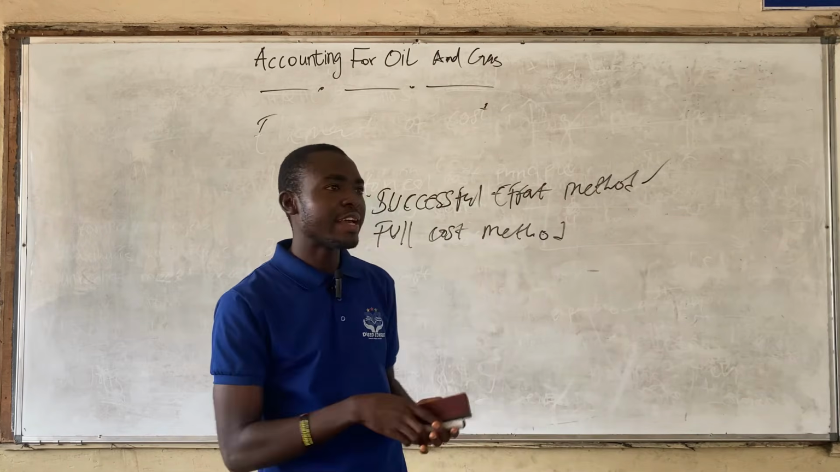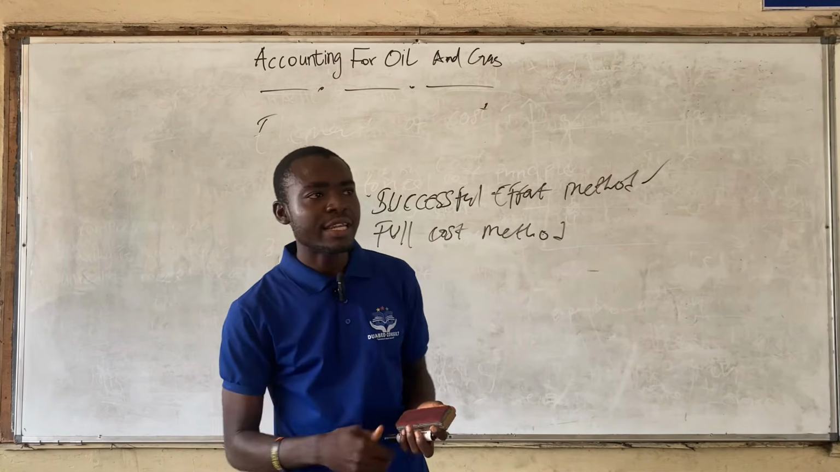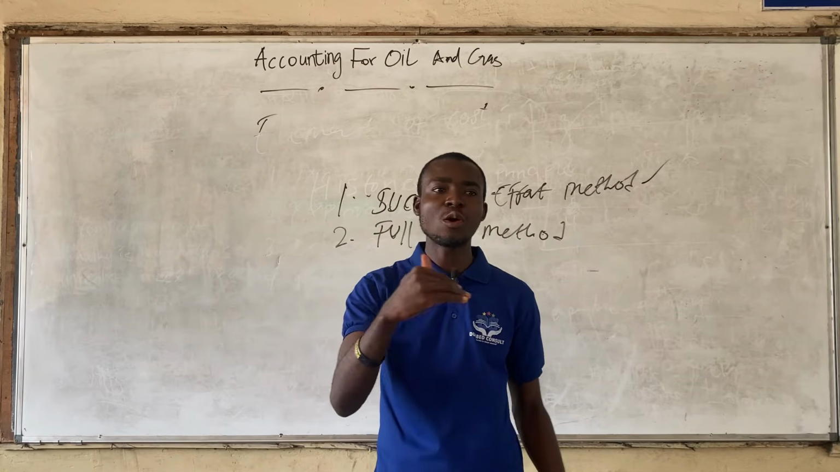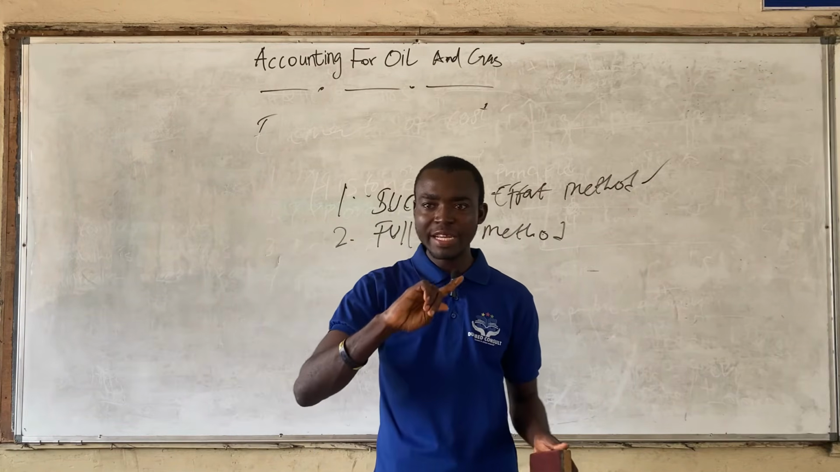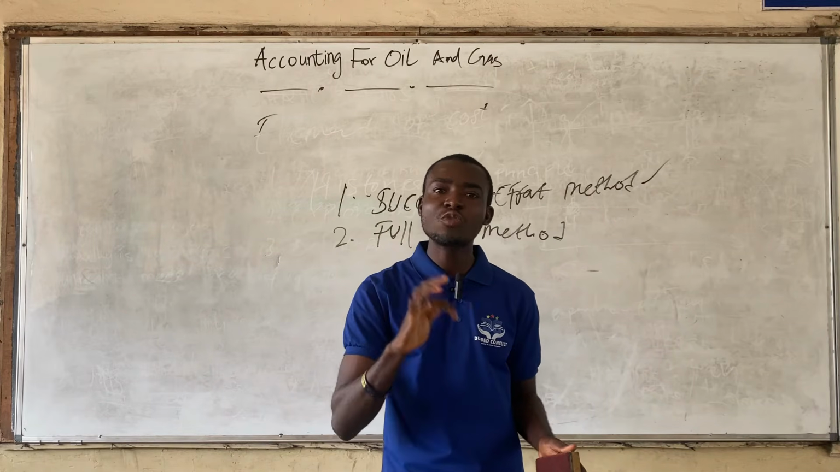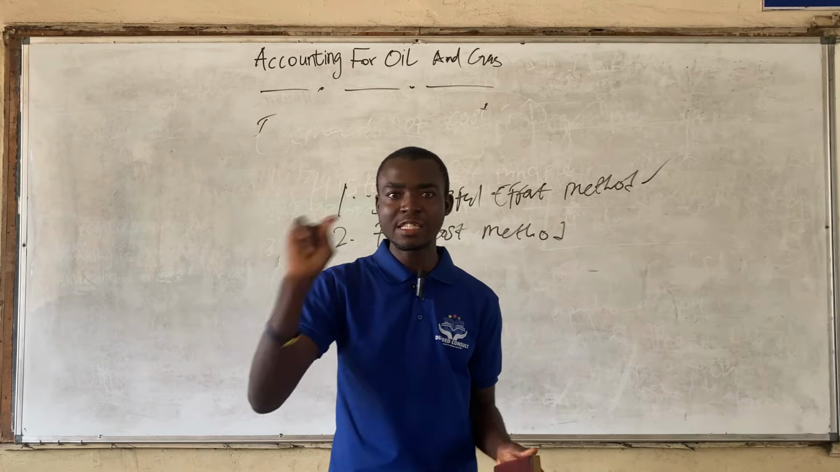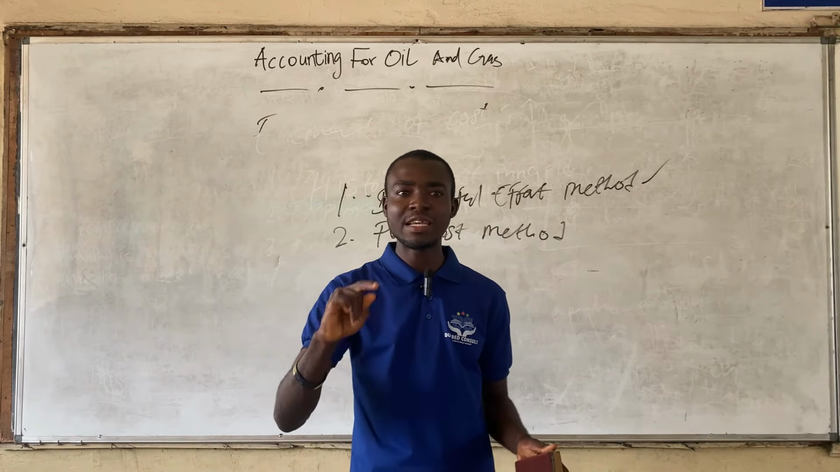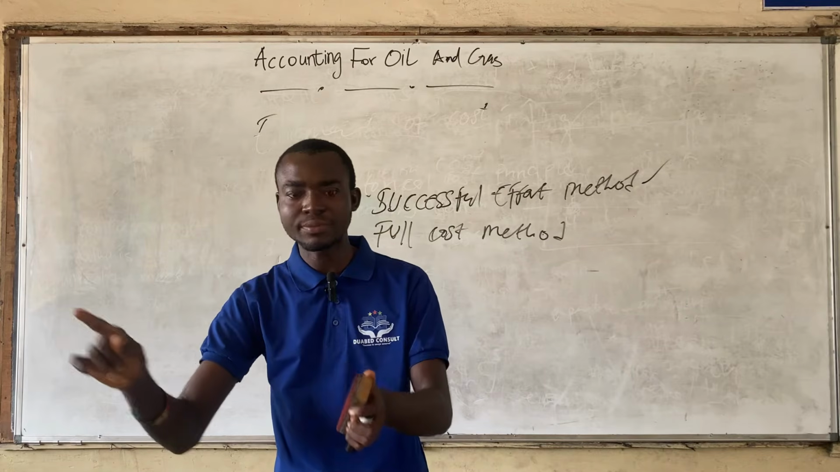And then if the transaction is capitalized, it also means that the transaction will form part of the cost of the asset. So when a transaction is being capitalized, it means it will form part of the cost of the asset. And then when a transaction is being written off, it means that it will be treated as an expense in the income statement, to be matched against our revenue for the year.